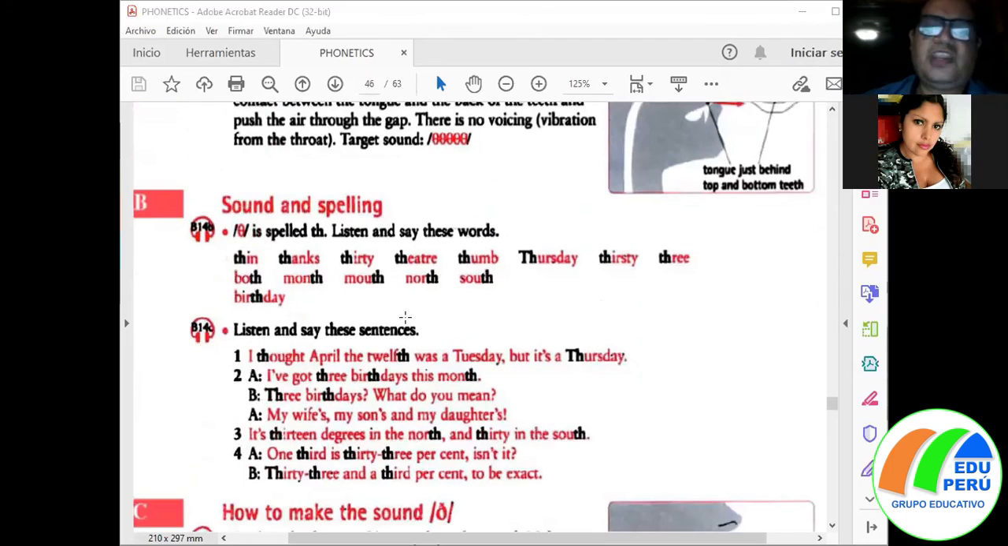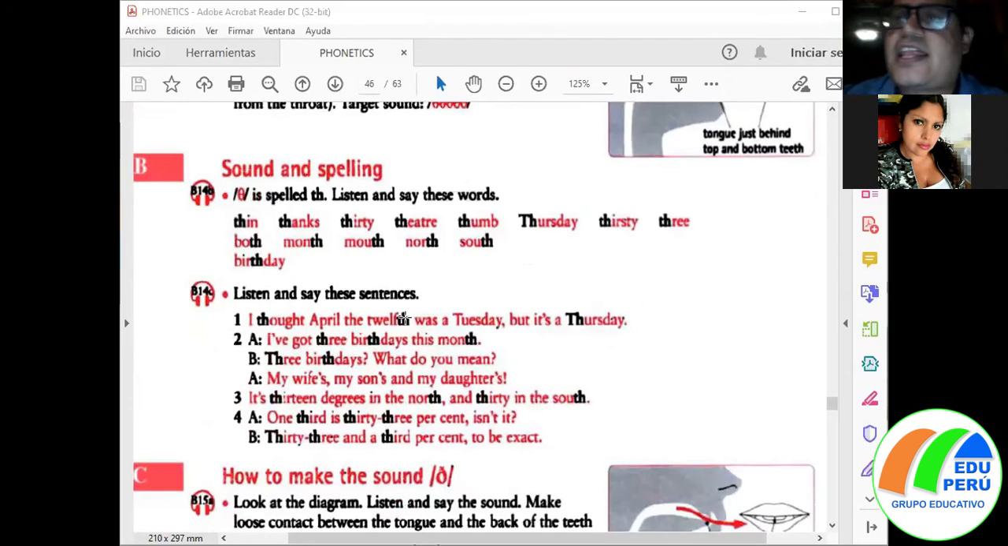Let's see the sound and spelling. It is spelled with the letters TH. Listen and say these words. Thing, thanks, thirty, theater, thumb, Thursday, three, both, month, mouth, north, south, birthday.